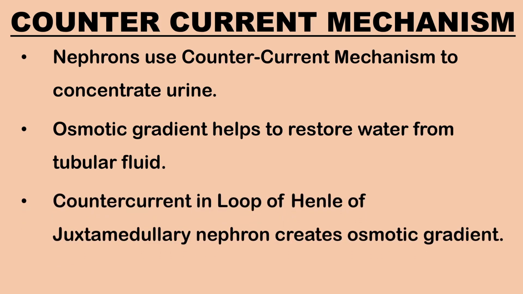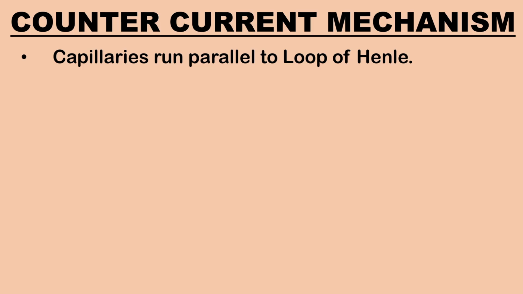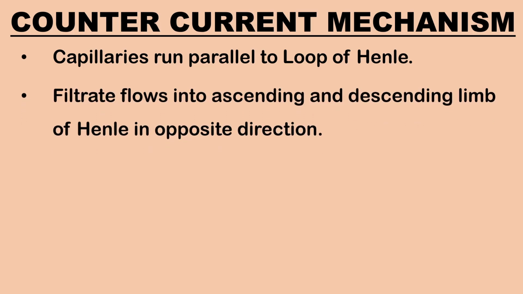Countercurrent in the loop of Henle of juxtamedullary nephron is responsible for creating the osmotic gradient. The nephrons are accompanied by vasa recta capillaries. These are long, hairpin-shaped blood vessels that run parallel to the loop of Henle. The filtrate flows into both ascending and descending limbs of Henle in opposite direction, and the flow of blood in vasa recta is also in opposite direction.